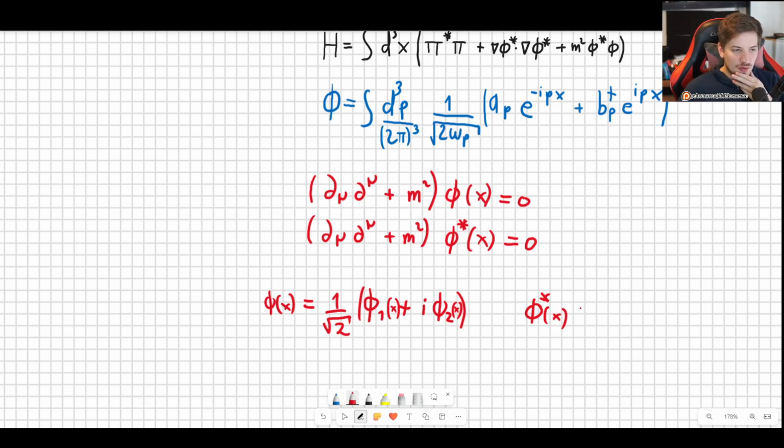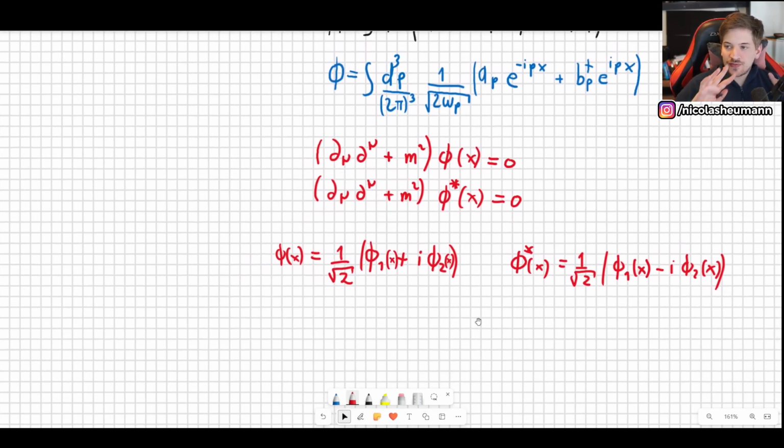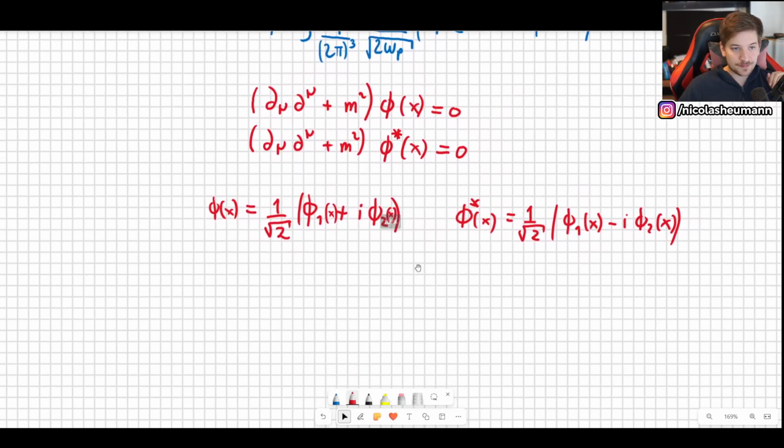And phi star is simply going to be 1 over square root of 2, and we take the complex conjugate, so we still have phi 1 of x, but now we have minus i phi 2 of x. Now we're going to invert this relation so that we can write phi 1 and phi 2 in terms of phi and phi conjugate. That's the goal right now.